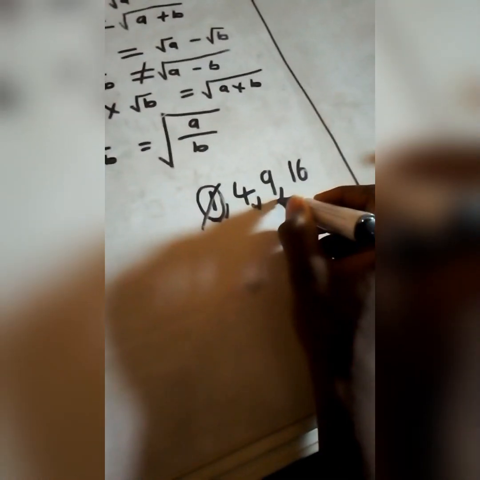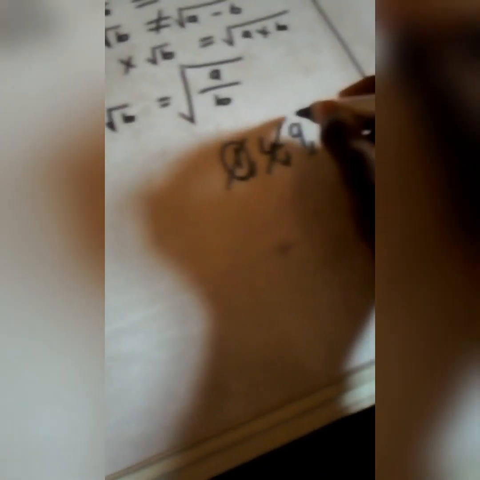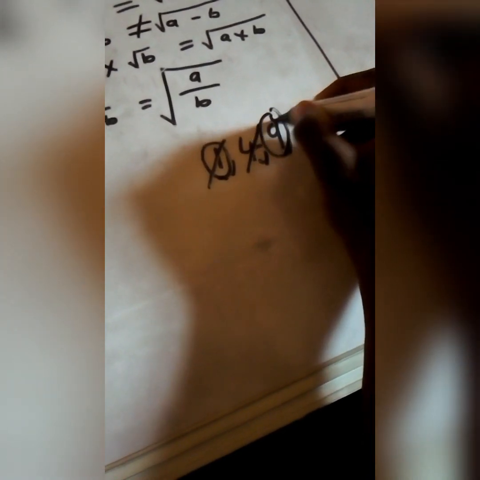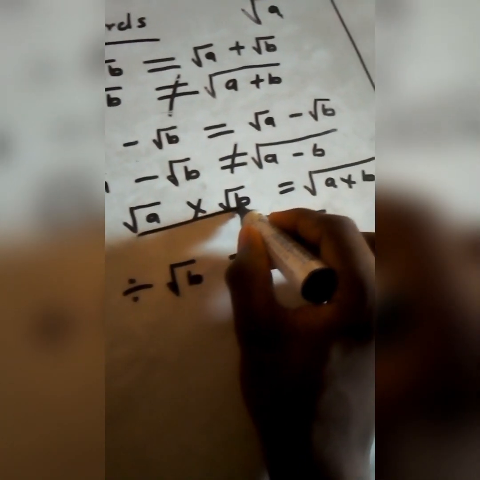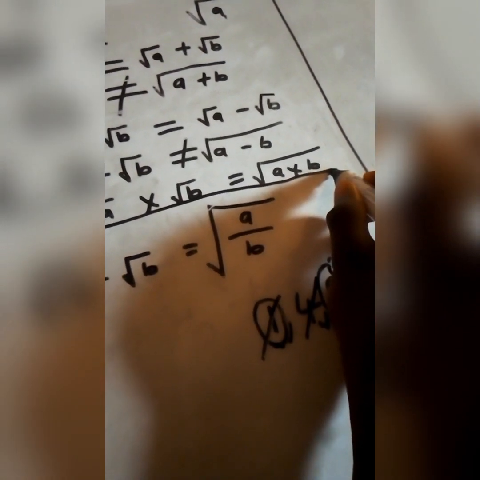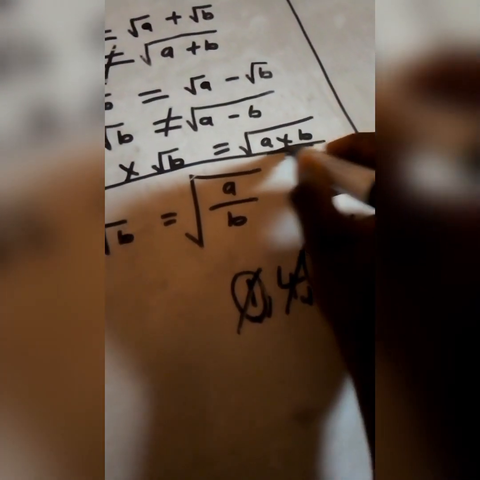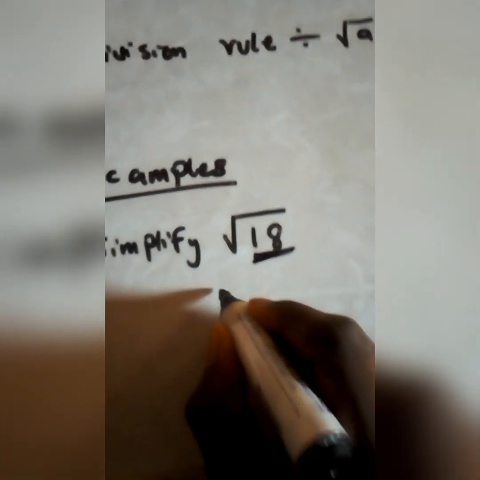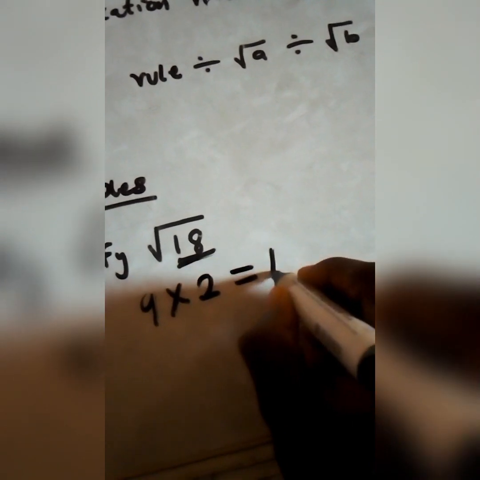The next one we check is 9. Can 9 go into 18? Yes, 9 can go into 18 two times. So we pick out 9. It's the one that we are going to use. Now remember the multiplication rule. We are going to convert this 18 into this form, which is 9 times 2, because 9 times 2 is equal to 18.